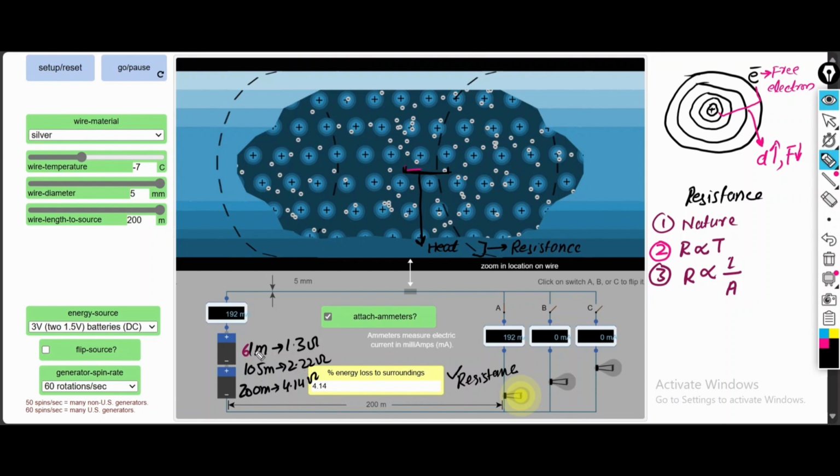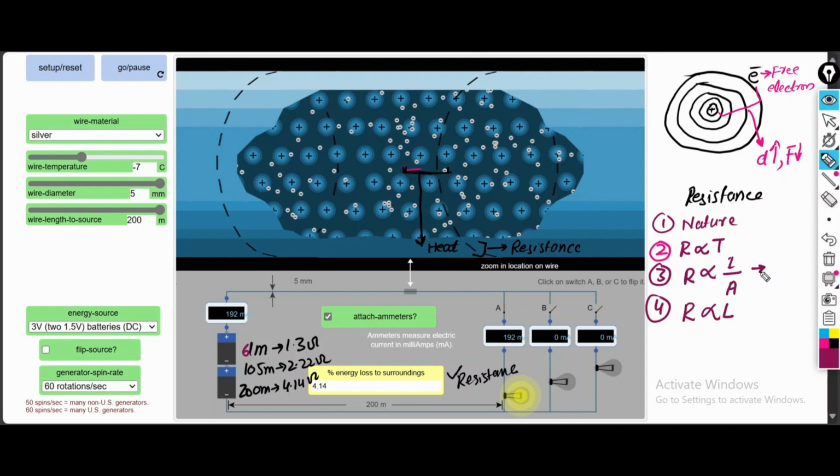Now from here we can conclude that if we increase the length of the wire, the resistance also increases. So from 61 to 200 meter, as we increase the length of the wire, the resistance also increased from 1.3 to 4.4. So here is the direct relation between the length and the resistance. So the fourth point is that R is directly related to the length.